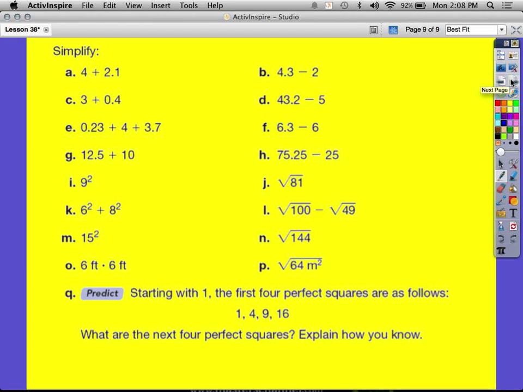So, big practice set today, but go ahead and do all these. Go through them, make sure you know how to do them. Come to class with any questions you may have.